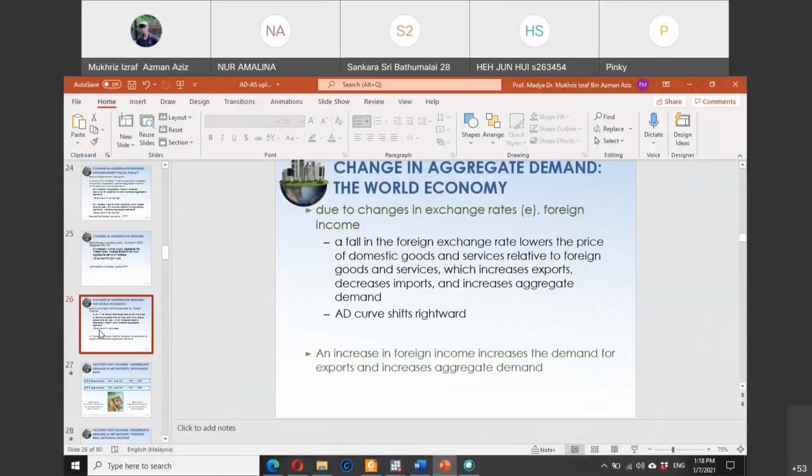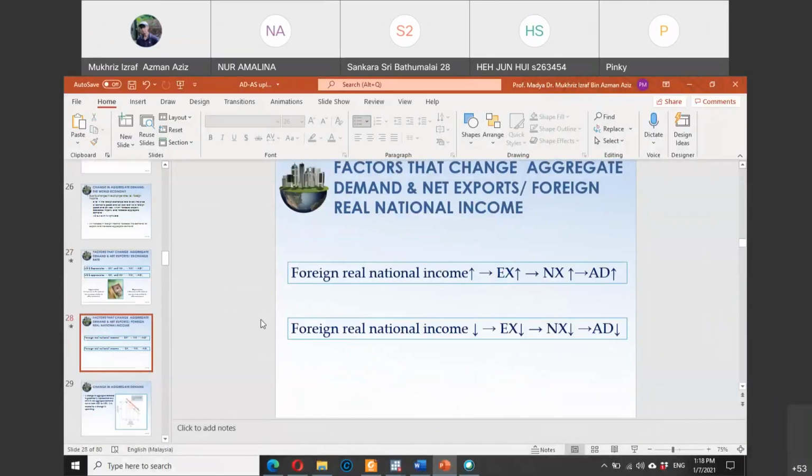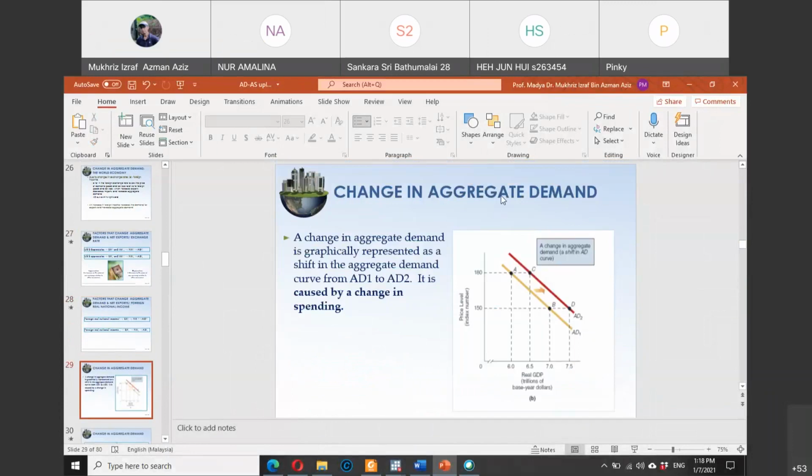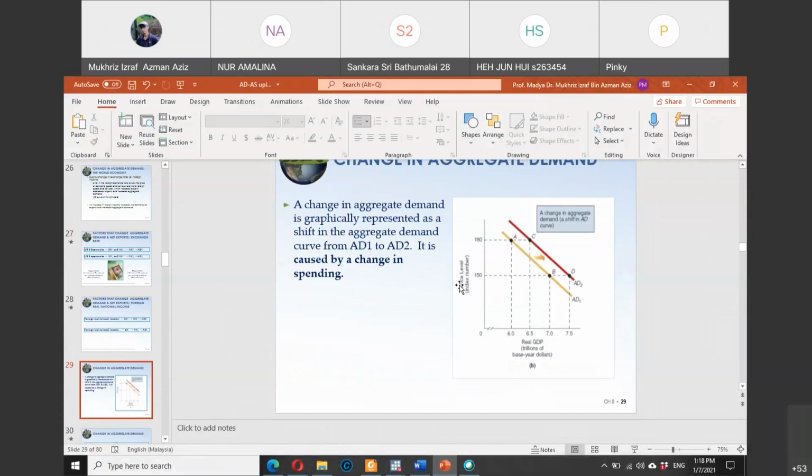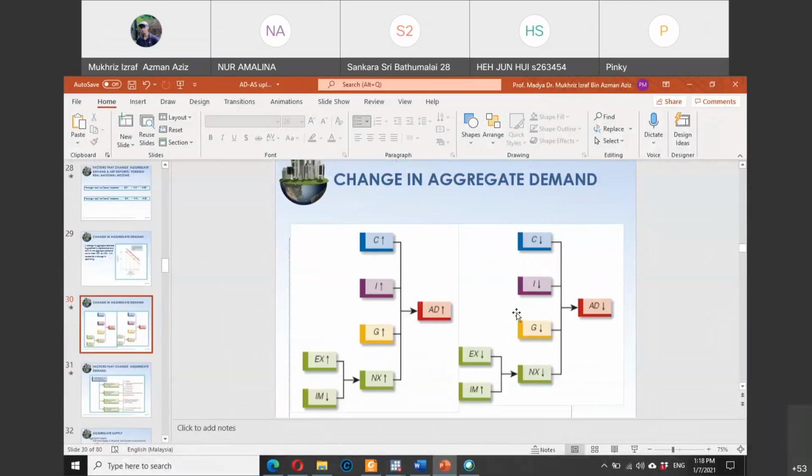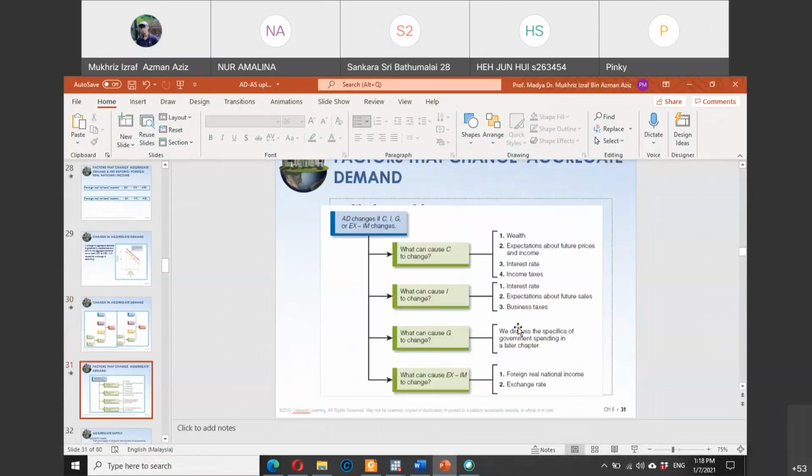We will finish the second part of chapter 14, on aggregate supply. What we discussed last Monday can be summarized like this: the components of AD are C plus I plus G plus net export. Whenever these increase, aggregate demand will increase, and vice versa.